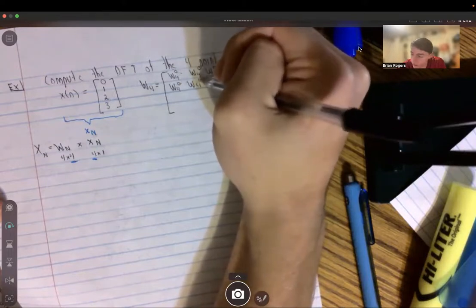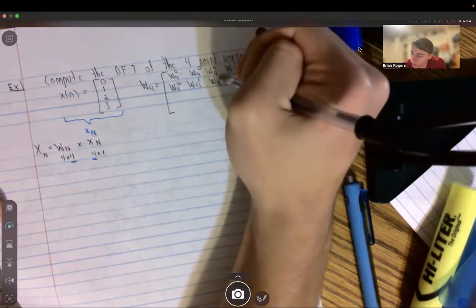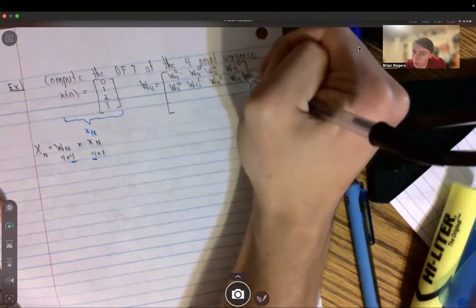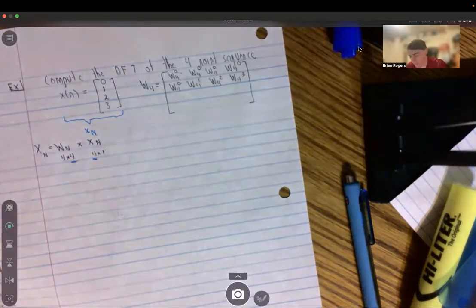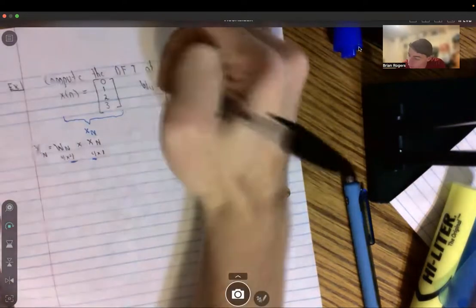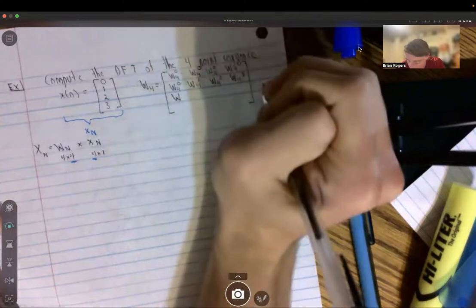1 by 1 is 1. Row 1, column 2: 1 by 2 is 2. Row 1, column 3: 1 by 3 is 3. That's how I'm determining those.